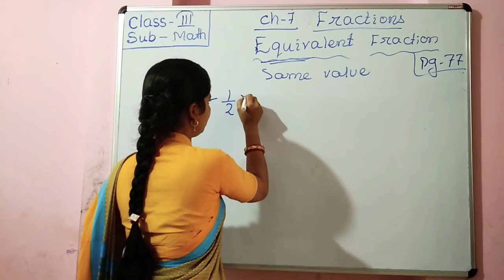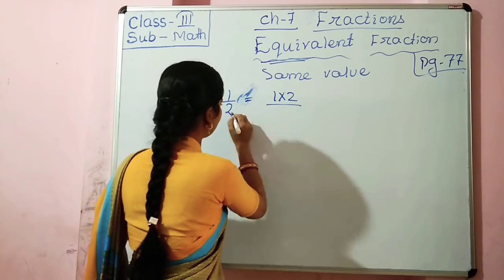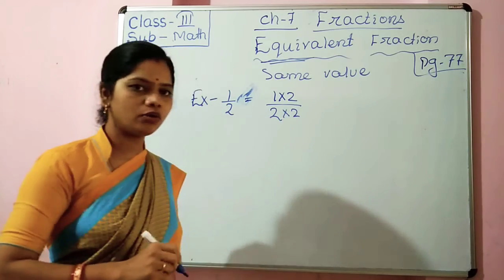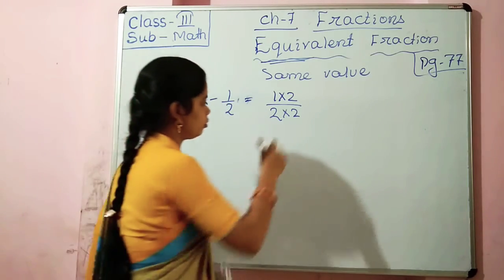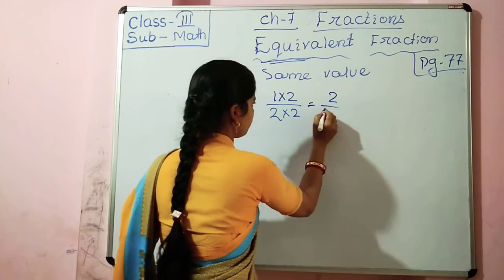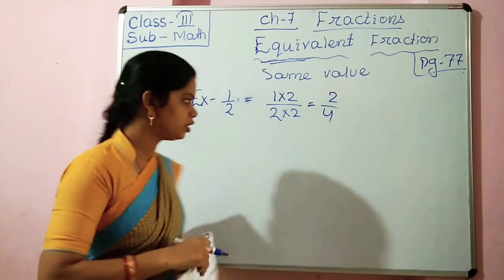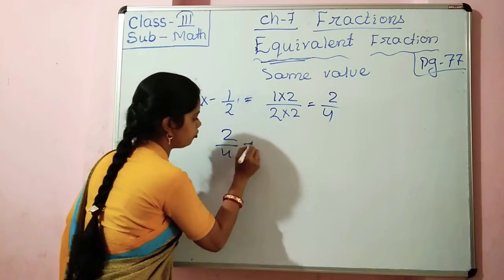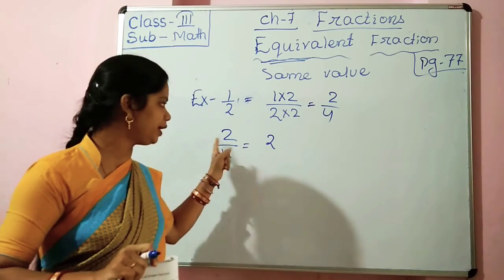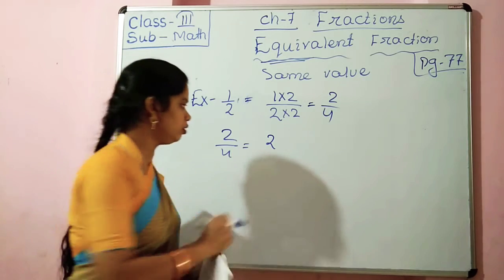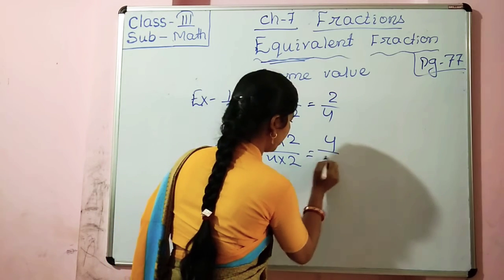We multiply by 2. 1 into 2, and we multiply 2 into 2. Okay, we multiply the same number by the numerator and denominator. देखो, 2 1s are 2, 2 2s are 4. Okay, 1 by 2 is equivalent to 2 by 4. If we multiply the same number, देखो, 2, we multiply the numerator by 2 and the denominator by 2. Then 2 into 2 and 4 into 2: 2 2s are 4, 4 2s are 8.